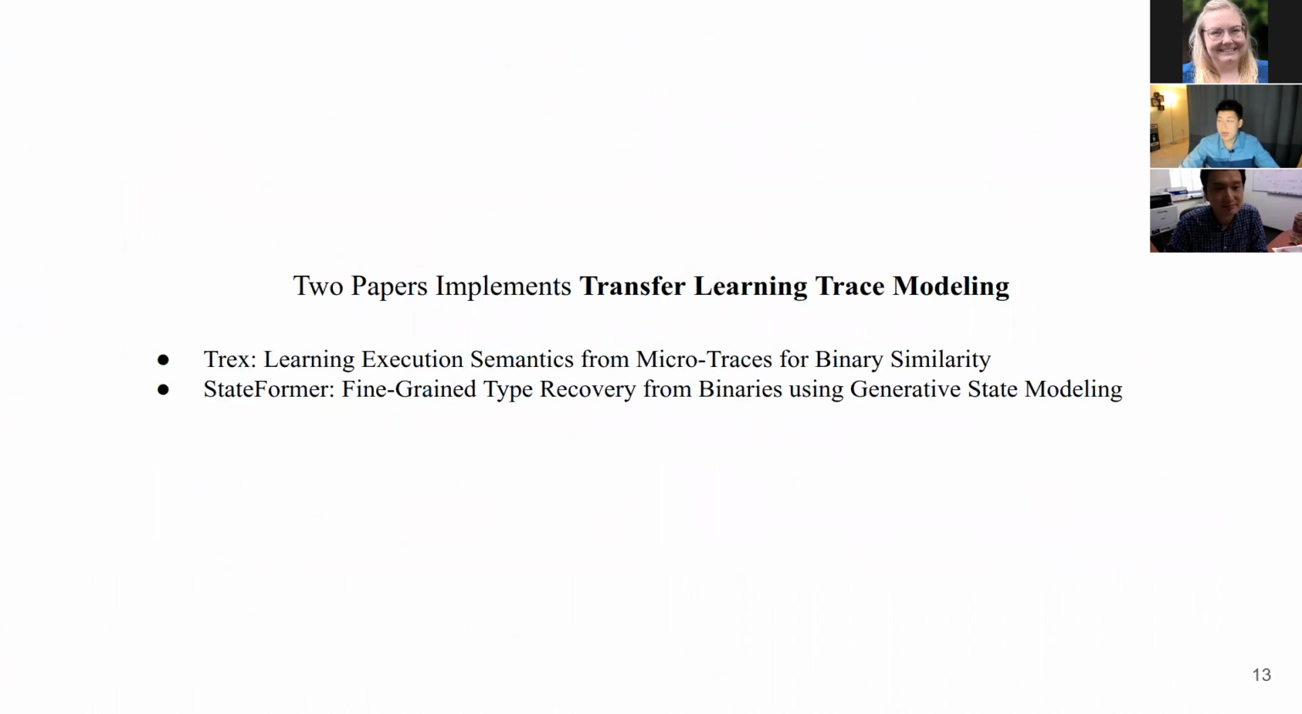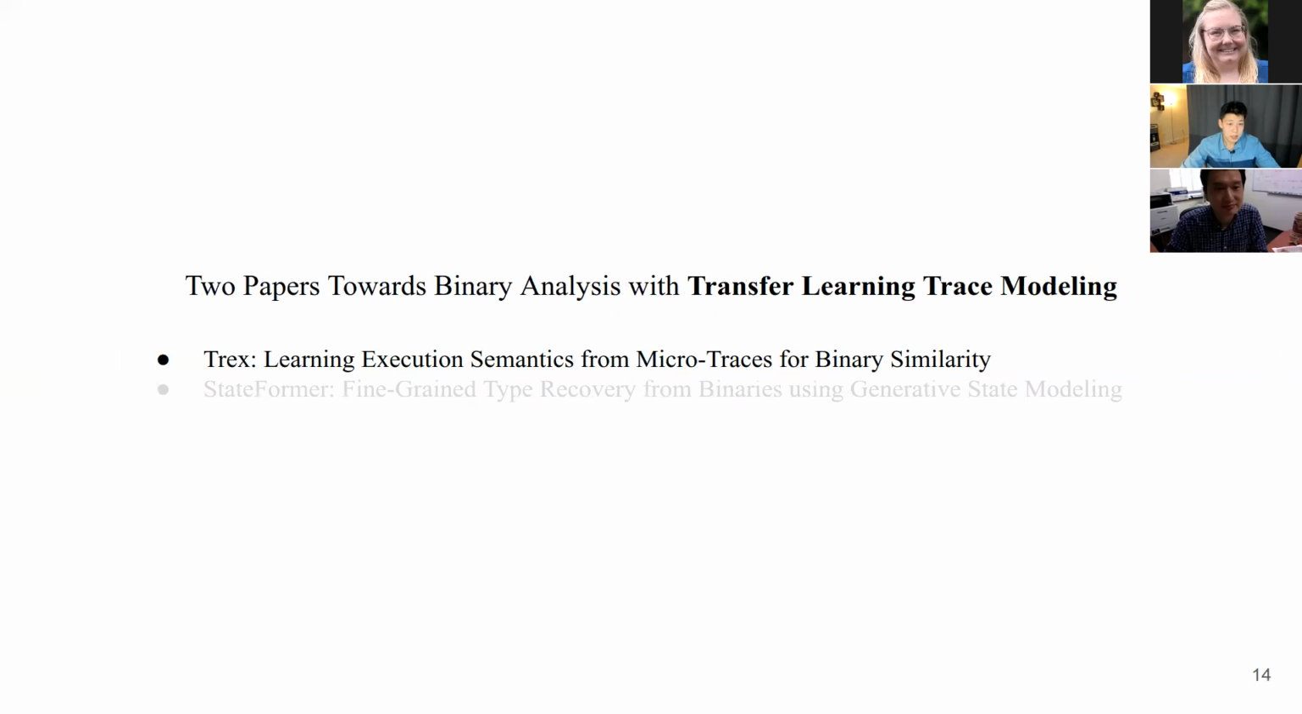In the following, I will elaborate the idea of transfer learning trace modeling in two instances that we implement to solve two binary analysis tasks, which are matching semantically similar binaries and binary type inference. First, let me start with the first paper, Tracks.